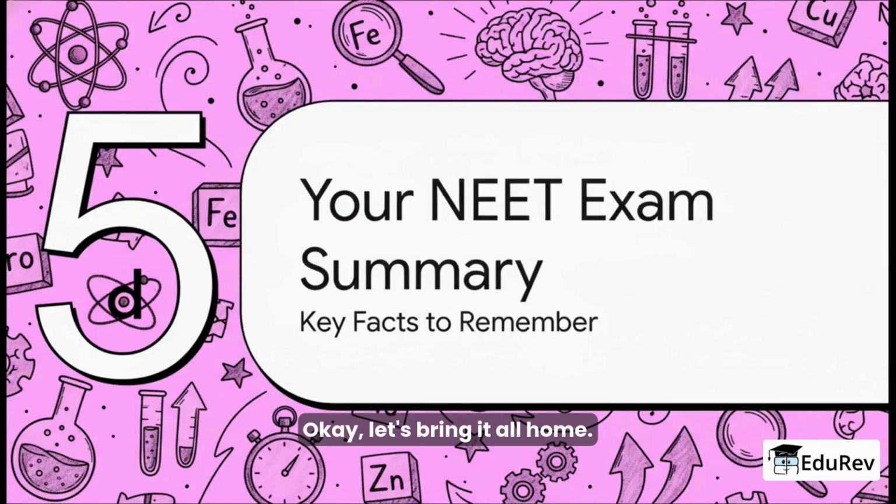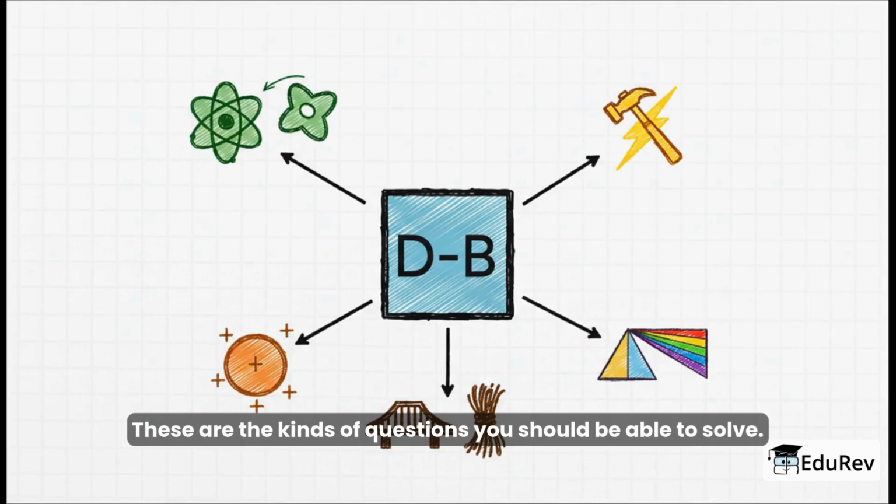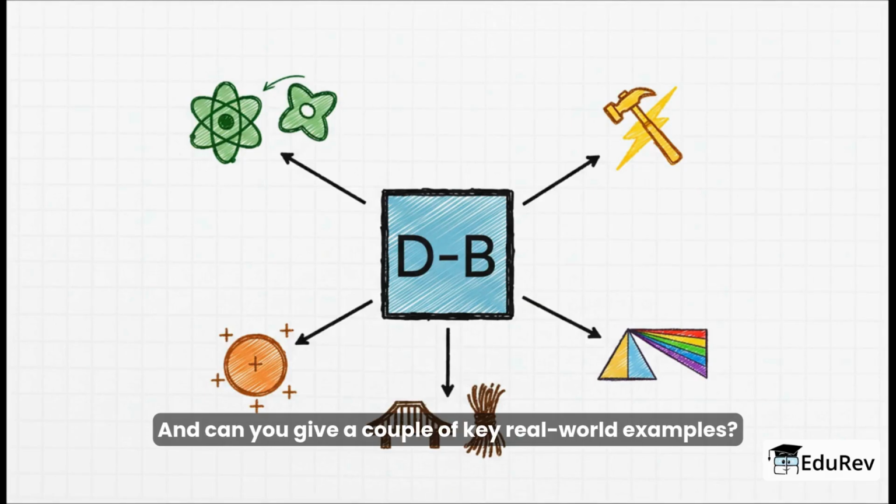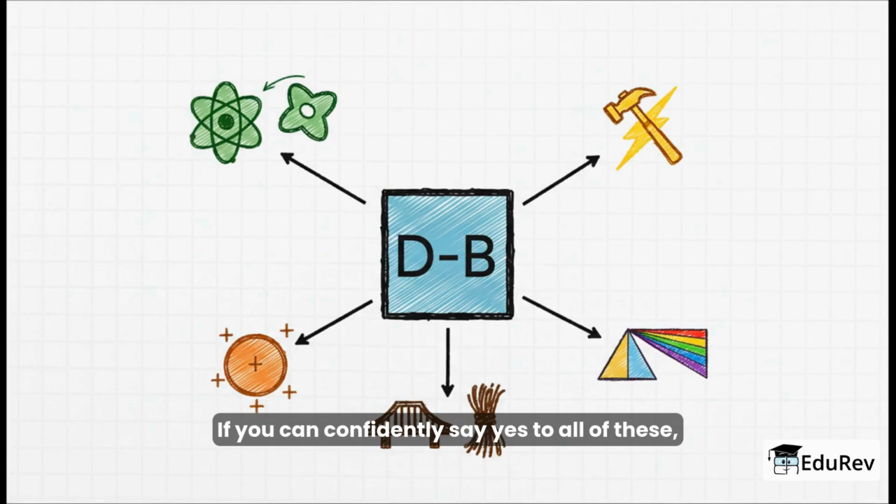Okay, let's bring it all home. We're going to summarize the absolute must-know points for your exam. If you're taking notes, this is the time to grab your highlighter. This is the stuff you need to remember. So let's do a quick check. These are the kinds of questions you should be able to solve. Can you define them based on their electron configuration? Can you list off their main metallic properties? Can you explain why they have variable oxidation states and form colored compounds? And can you give a couple of key real-world examples? If you can confidently say yes to all of these, you are in fantastic shape for the exam.